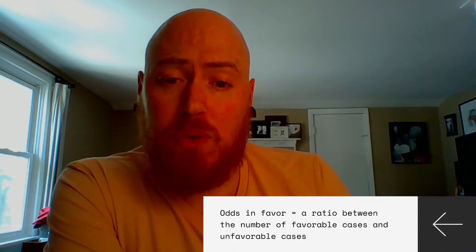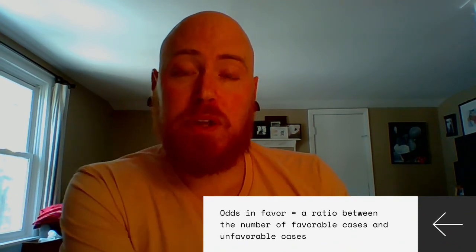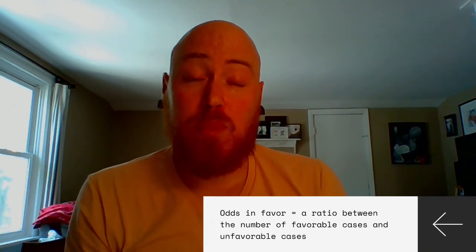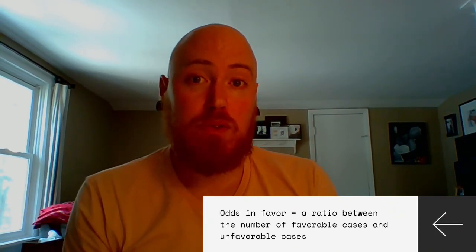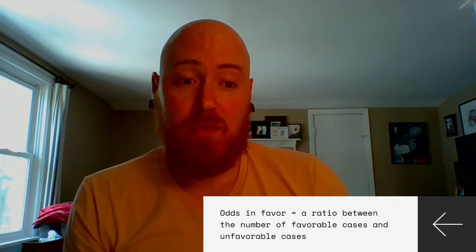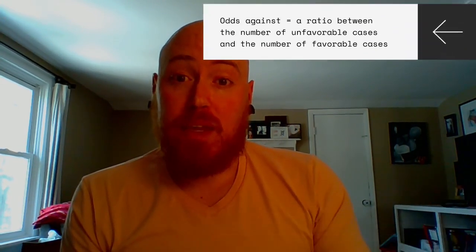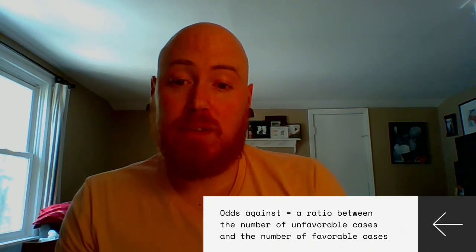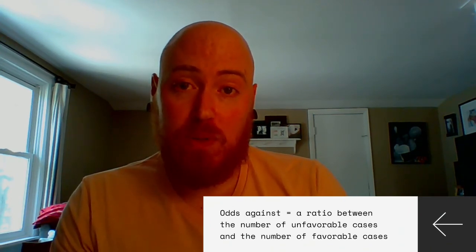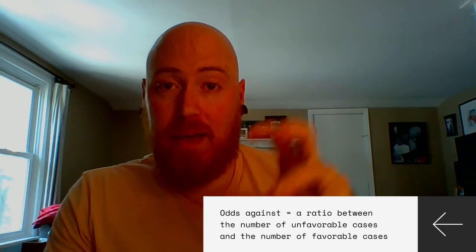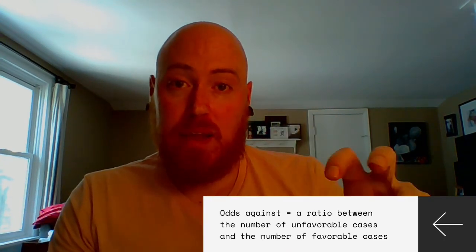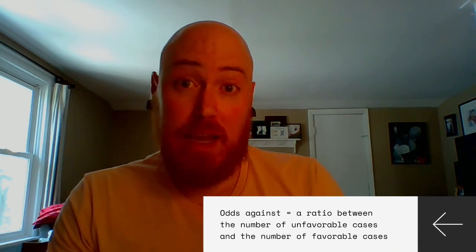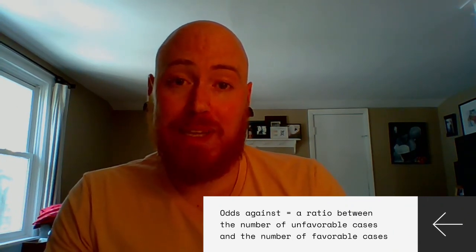Okay, so if we're talking about the odds in favor of a result or odds in favor of an event occurring, this is just a ratio between the number of favorable cases to the number of unfavorable cases. Okay, and then likewise, the odds against would be a ratio between the number of unfavorable cases and the number of favorable cases. Okay, so when you add up the number of favorable cases and the number of unfavorable cases, that gives you the number of total cases.